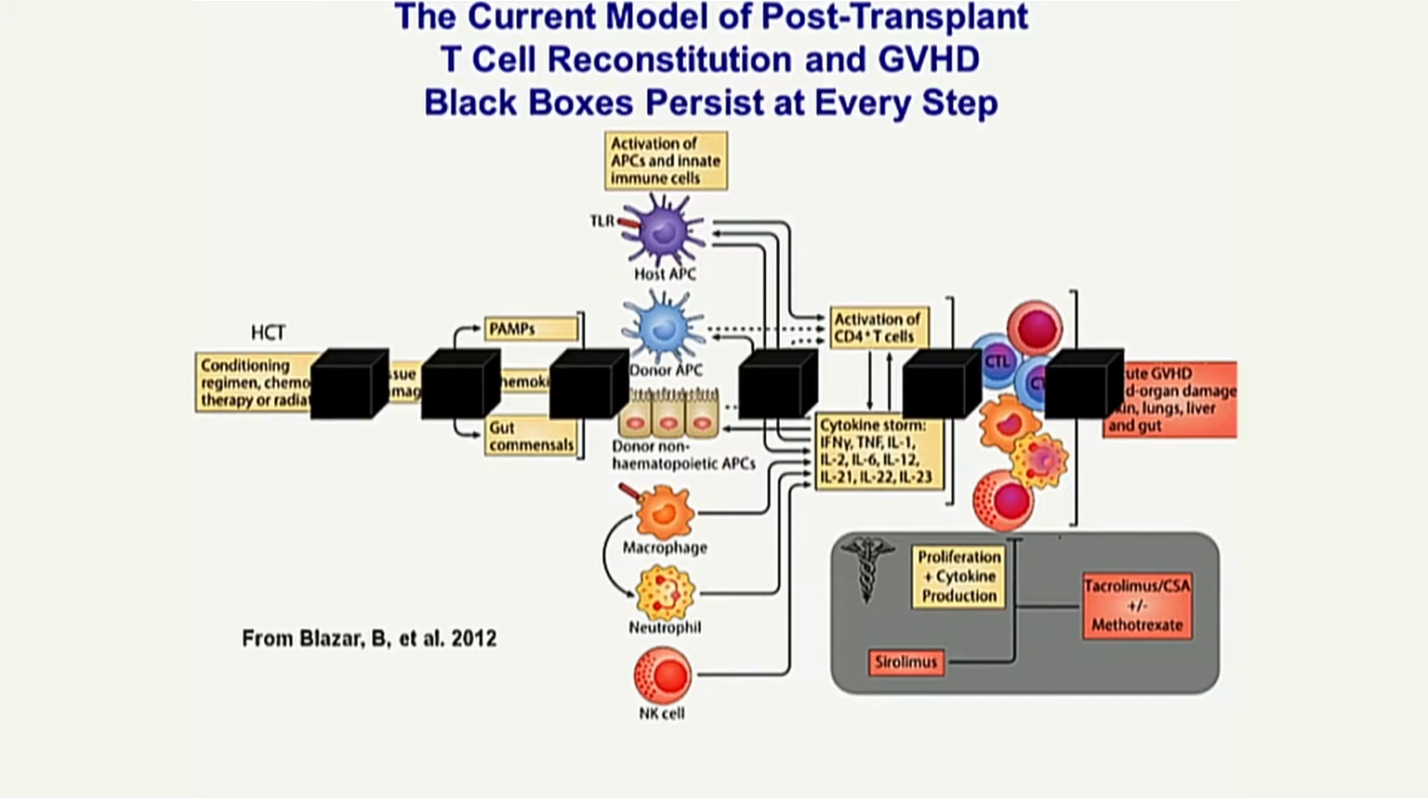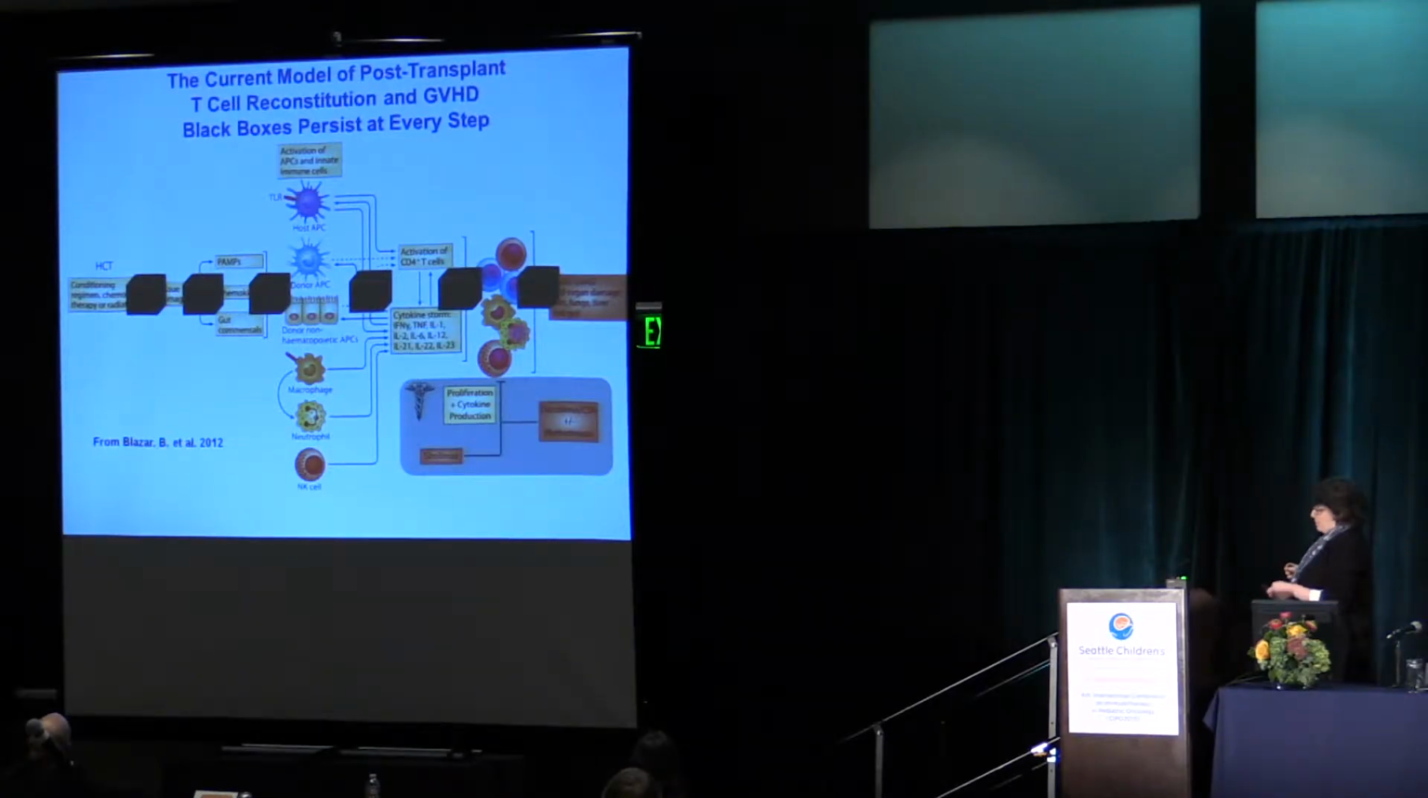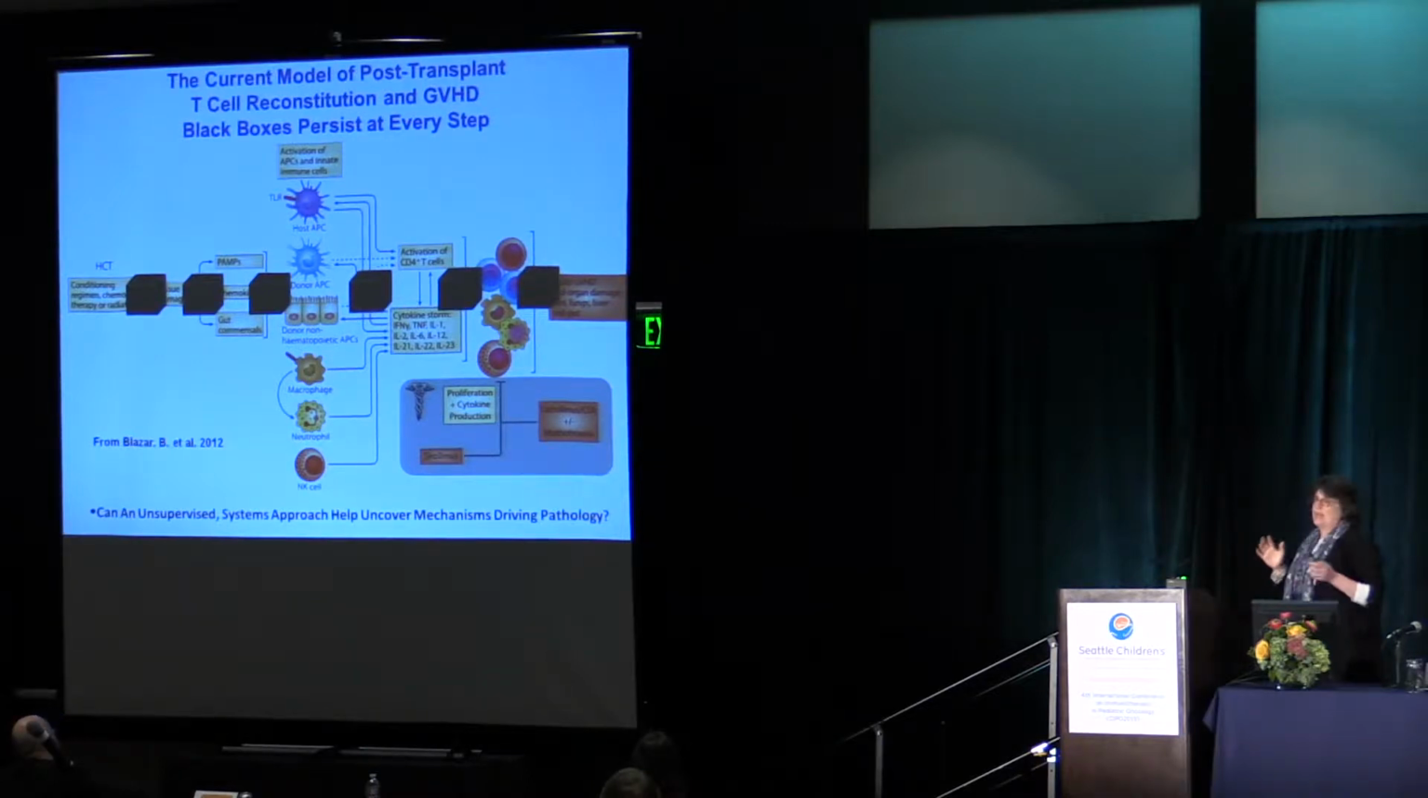While there's a lot that is known, really nicely depicted here by Bruce in GvHD, black boxes persist at every step. One of the things that my lab has been doing for over a decade now is trying to decipher those black boxes. What we have tried to do is take an unsupervised systems approach, so this is for you, Nick, to uncover mechanisms, to look at big data and see what we can figure out in terms of how we can better treat our patients with graft-versus-host disease.